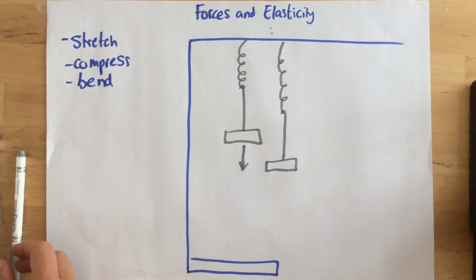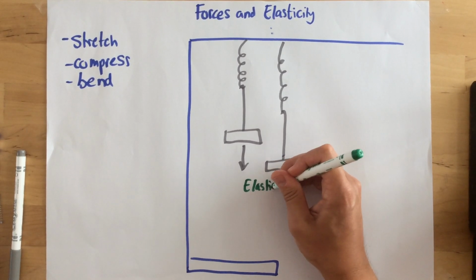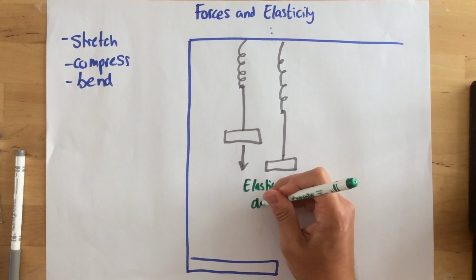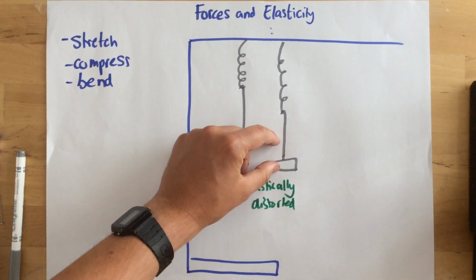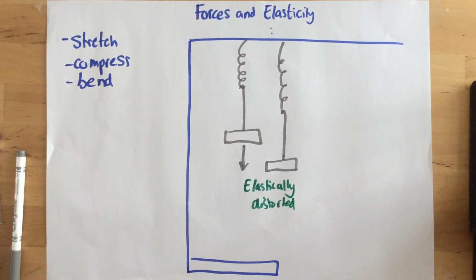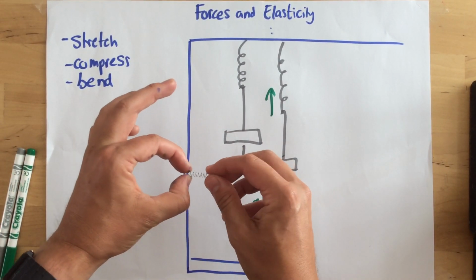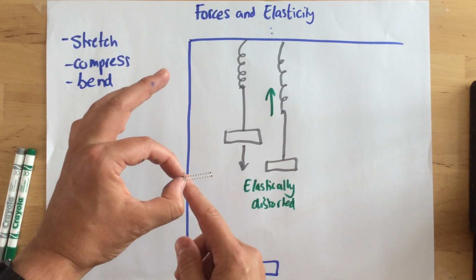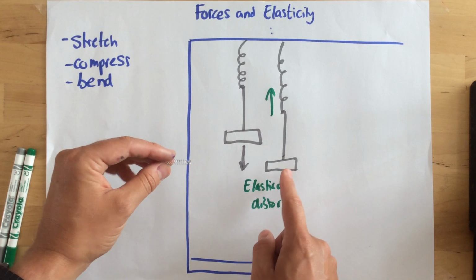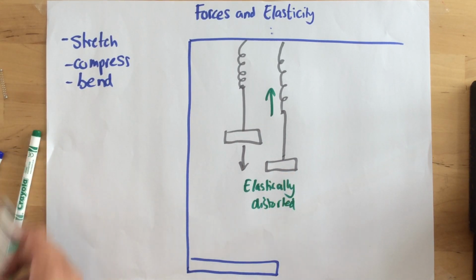Now, an object is said to be elastically distorted if, when we stop applying the force, it will return to the shape that it did originally. So for example, with this spring, I stretch it, I let it go, it returns to its original shape. So that is said to be elastically distorted.